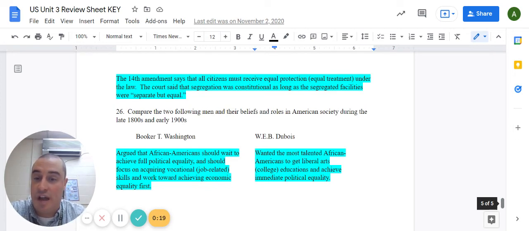Last but not least, we're describing the differences between Booker T. Washington and W.E.B. Du Bois. Booker T. Washington supported advancement for African Americans through vocational education and achieving economic equality. W.E.B. Du Bois really focused on college education and wanted more immediate equality for newly freed African Americans.